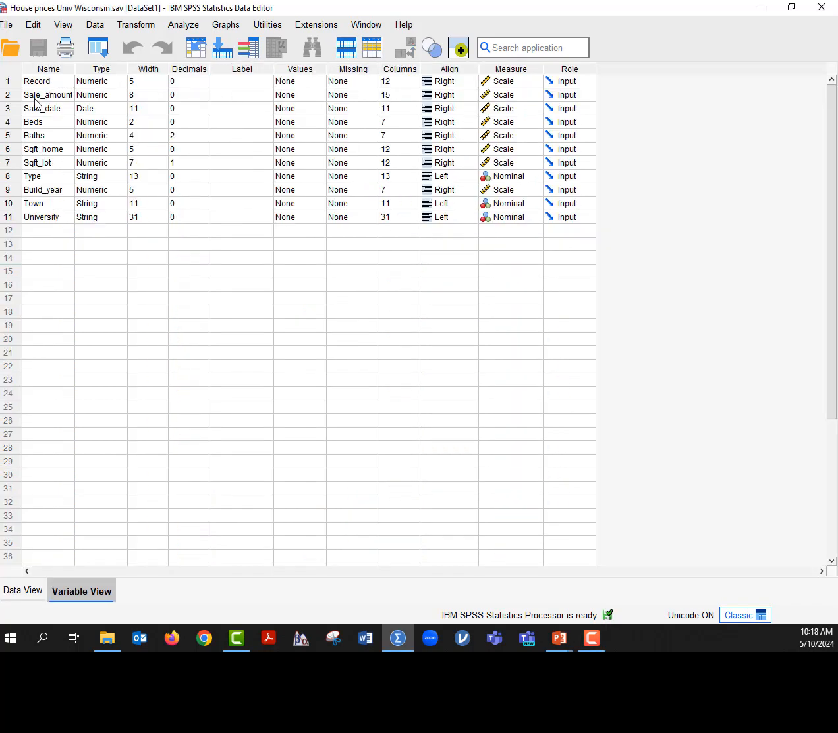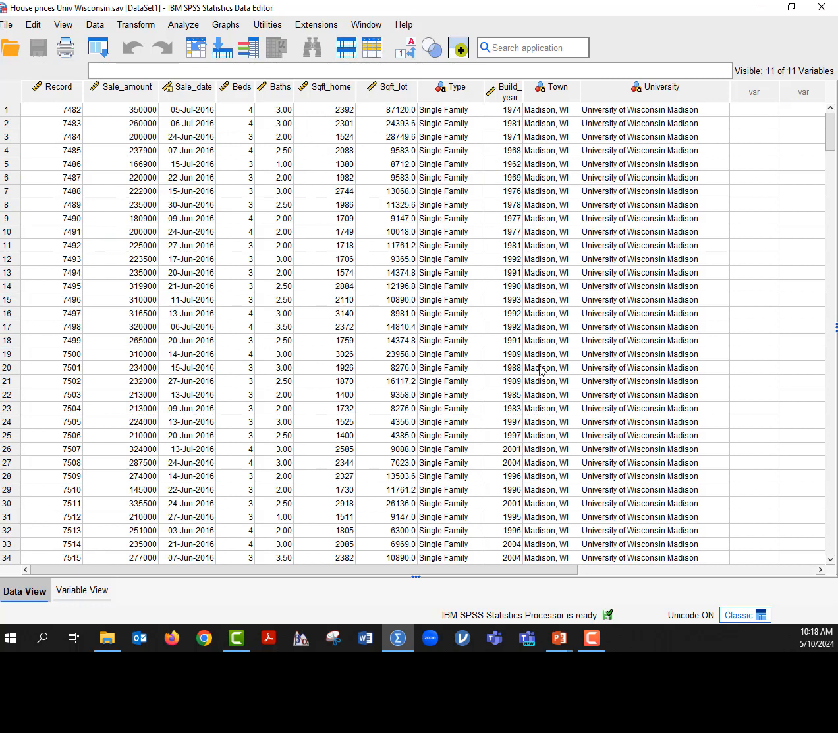This is the record, the sale amount, sale date, beds, baths, square foot of the home, square foot of the lot, the type, the build year, the town, and the university. Now, these are not value labeled, however, they are string variables. University is a constant because it's all University of Wisconsin. The town is also a constant because it's all Madison, Wisconsin. The build year is a scale variable, you can see by the little ruler. And the single and multifamily label is not important, so we're not going to fool with it right now.